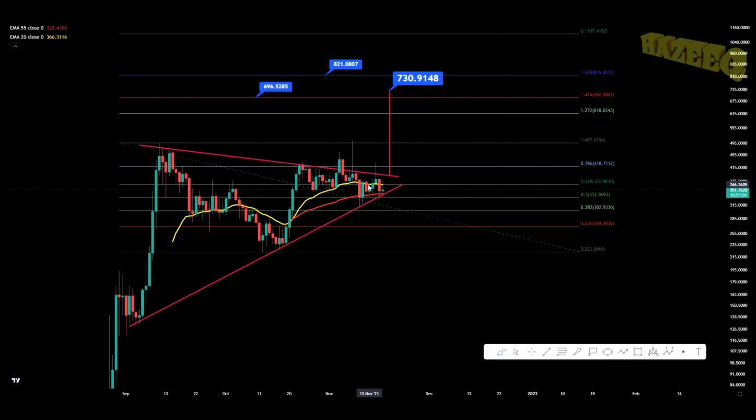Obviously, we don't know how massive the wave can be, but we even can get all the way to the 1.618, which is our target at $815. But that would be too fast, in my opinion. So obviously, we want organic growth, but we're going to break out. And like I said, you could have some sell orders at $618, and you could have some sell orders at $692 over here. So that's something to keep in mind.